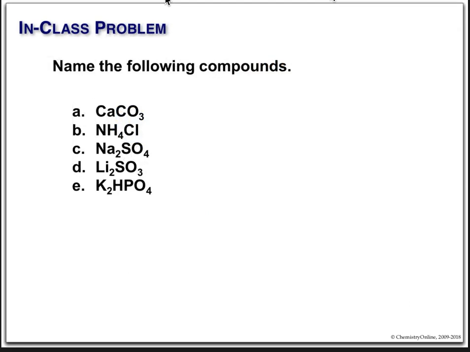All right, name these guys. Well, we're going to do this exactly the same way, aren't we? Going to write our cation first. That's calcium. And now we either scratch our head and say, what the heck is CO3? Or we just look at our sheet. Or we remember, my gosh, that's carbonate. Calcium carbonate. 2 words.